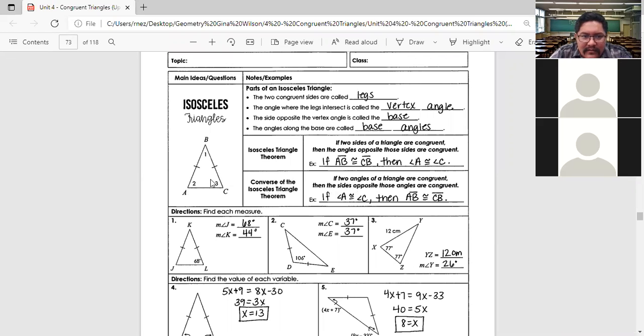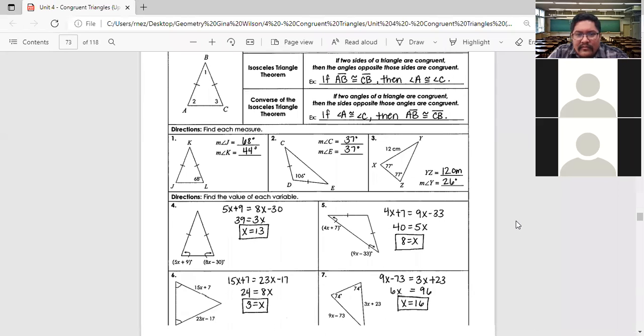then the opposite sides are congruent. Again, it's backwards: the other one was saying if the sides are the same, then the angles are the same. This one says if we know the angles are the same, then the sides are the same. It's the same thing, just the backwards logic of it.